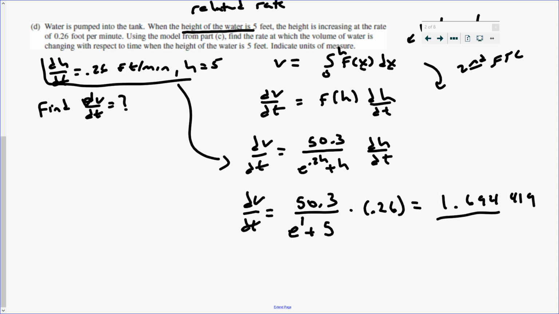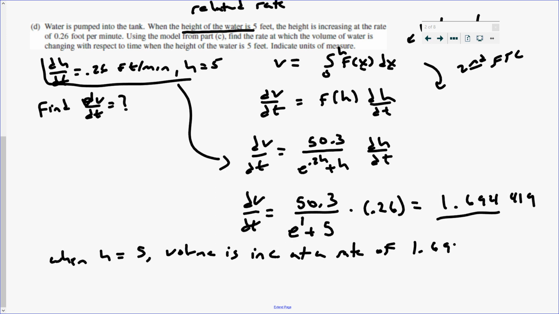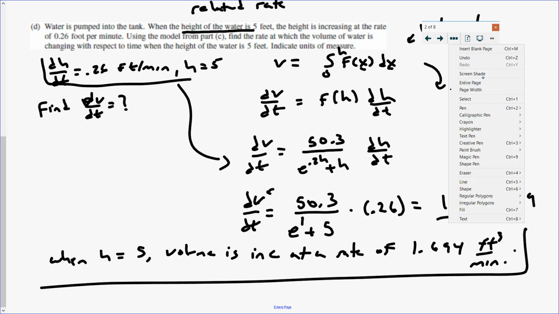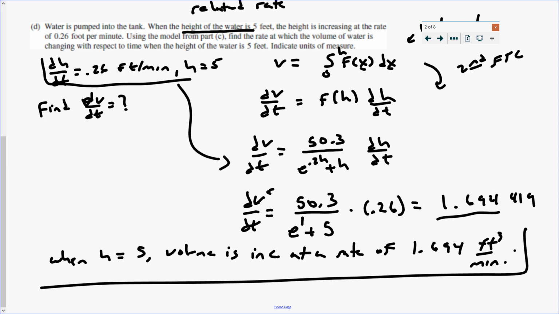So our answer, we would say, when h is 5, the volume is increasing at a rate of 1.694. Let's get the units. Volume is changing by cubic feet. Time is being measured in minutes. And that's your answer right there. Oh, don't box in your answer, so let me go ahead and erase that. Never box in your answer. Remember we talked about that, right? We don't box in. All right, don't box in your answer, okay?